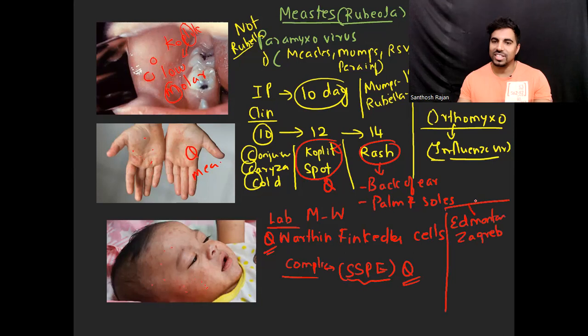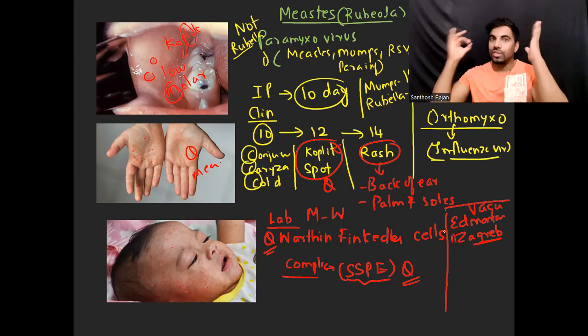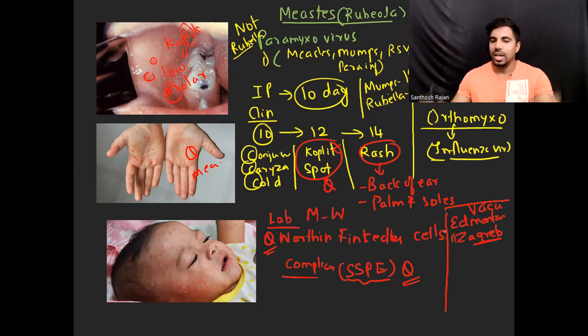Edmonston-Zagreb, okay, this is the vaccine for measles. For mumps, Jeryl Lynn strain, everything is big, Jeryl is big. Okay, that's it. And rubella, you know, RA27/3. Rubella vaccine, RA27/3. I'm not going to write it, as we have discussed it many times before.